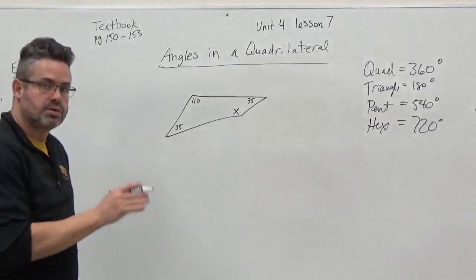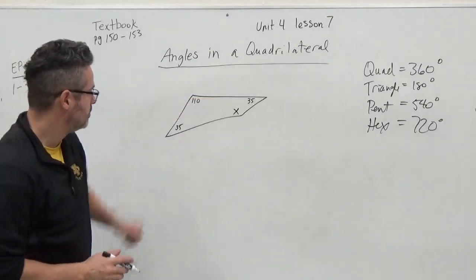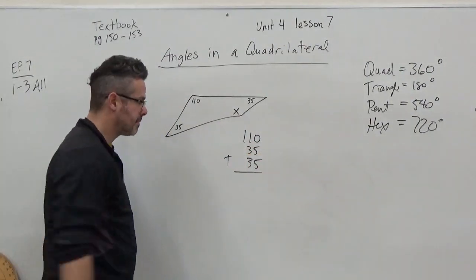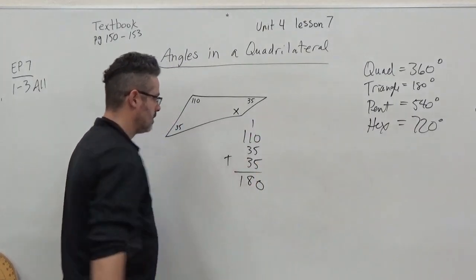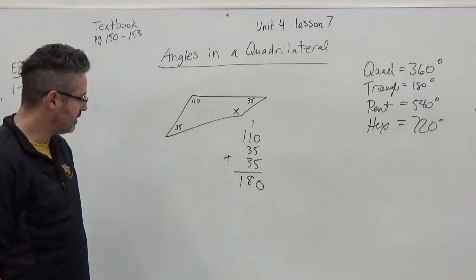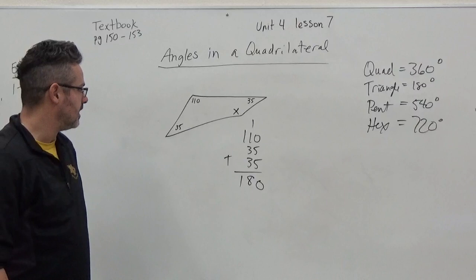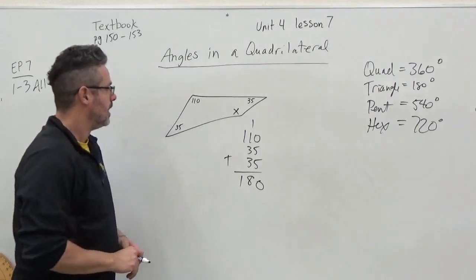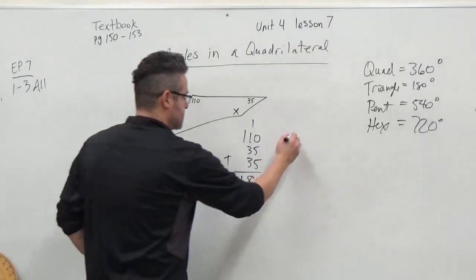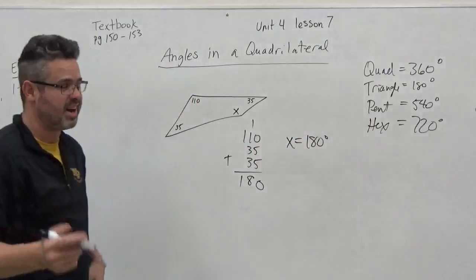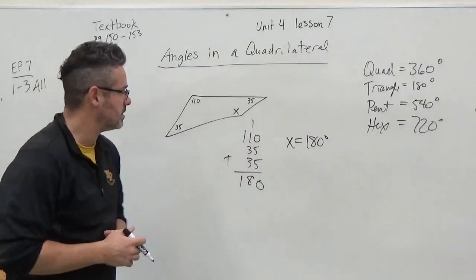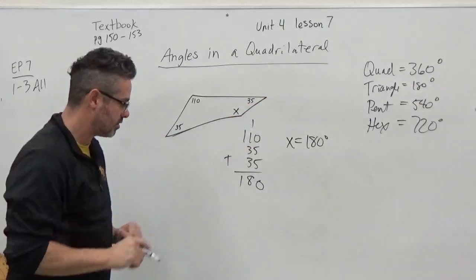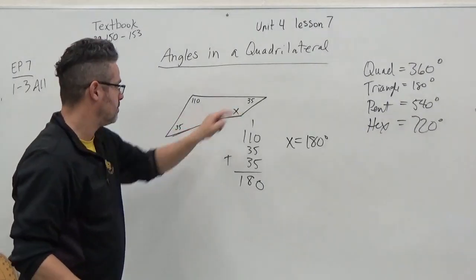Okay. Same process as what we did with the triangles. We add up what we have. So we have 110, 35, 35, add them up. 180. Well, I didn't choose very good numbers there, because that would mean that this is a straight line. So, let me fix that little bit of a mistake that I made. You probably went through your math and said that x equals 180 degrees. And if you said that, you'd be kind of right. That would add up to 360 the way we need it to. However, when we look at this, we can see that this angle is not quite 180. So that was my fault for choosing the wrong numbers here.